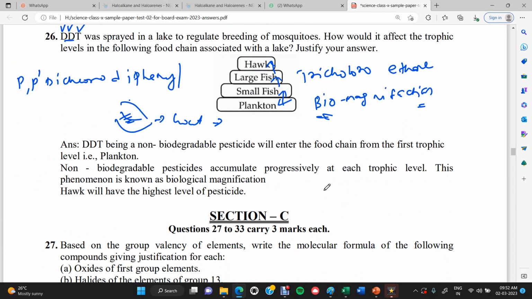Then have the answer. DDT being a non-biodegradable pesticide, this is a point you have to understand. It cannot be degraded automatically, biologically. So, non-biodegradable, it will enter into the food chain from the first trophic level, and it goes on to the higher level.